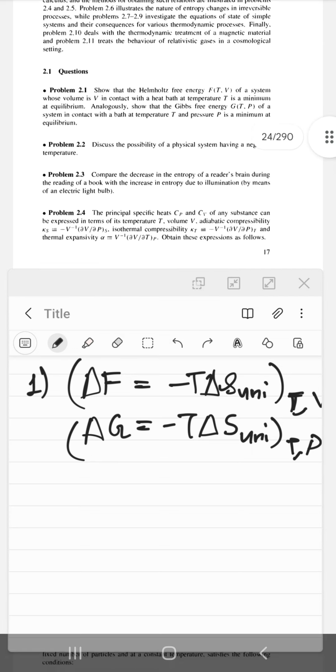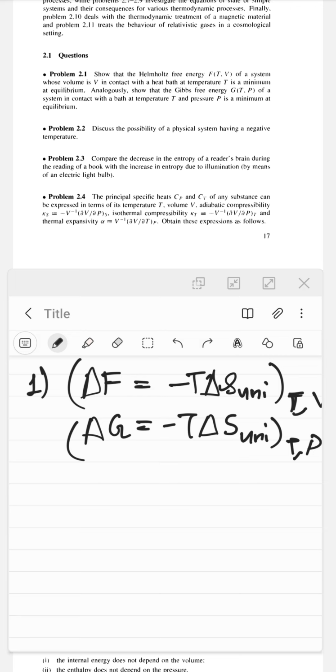Okay. Second, discuss the possibility of a physical system having a negative temperature.